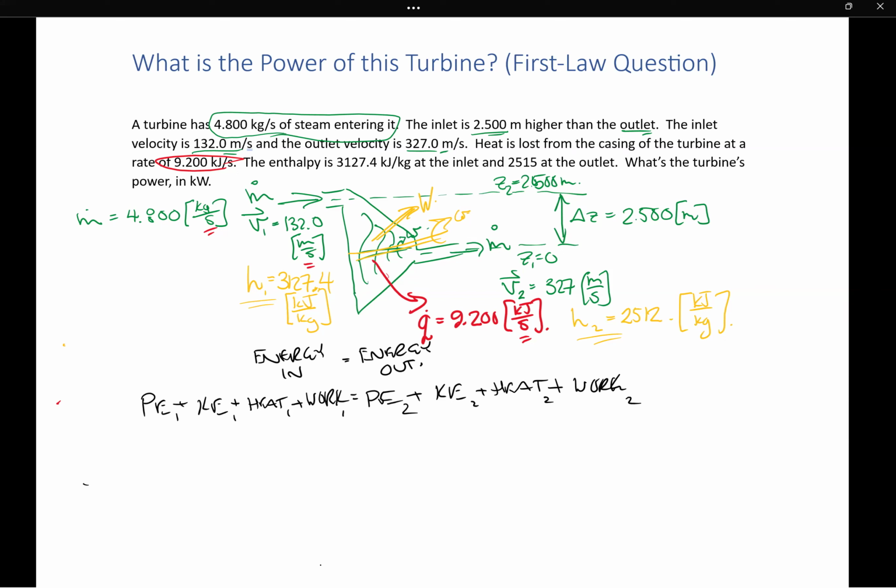Now, in this case, I can substitute in. Potential energy is mgh, or if you want to call it mgz in this problem, because I just called these z. And then kinetic energy equals 1/2 mv squared.